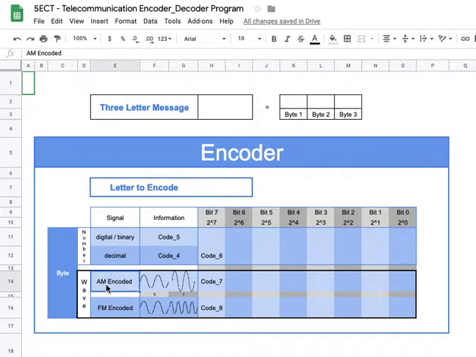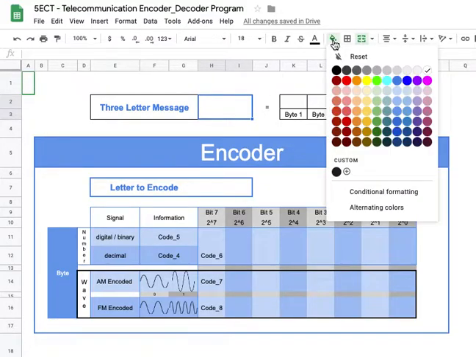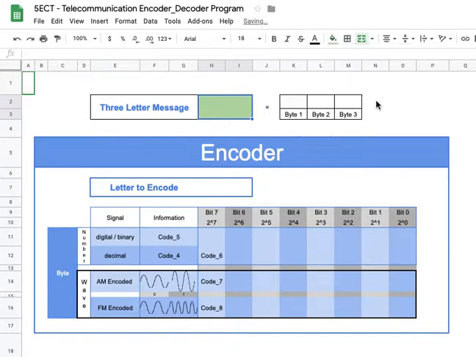Amplitude modulation, that would be low amplitude and high amplitude waves, or frequency modulation, low frequency and high frequency. All right, let's get started. So I'm going to go back up to H2. That's where our user is going to input their 3-letter signal. So I'm going to go with green. That kind of says go input something here. And I'm going to use just a lighter shade of green. I'm using light green 2.